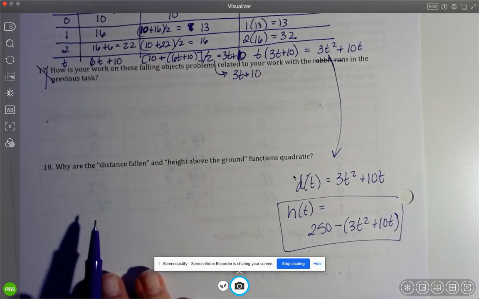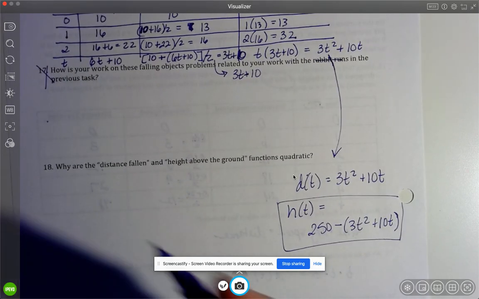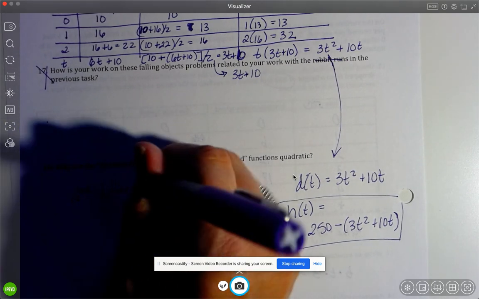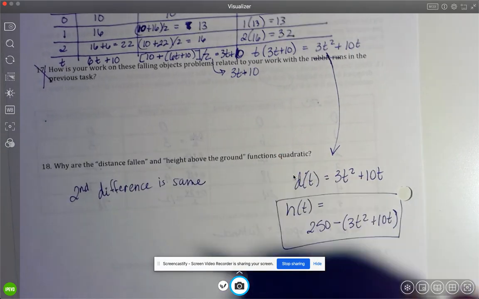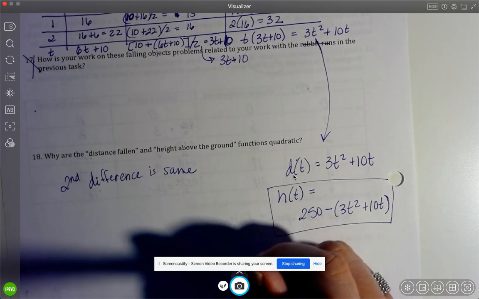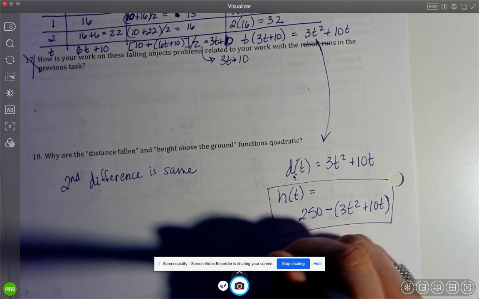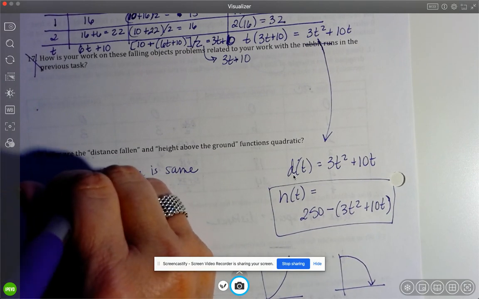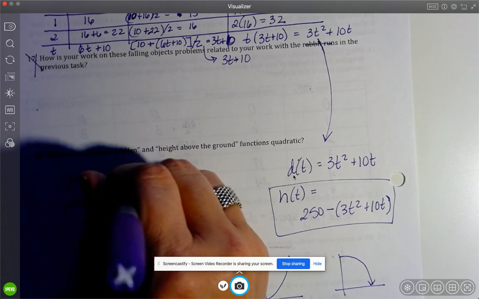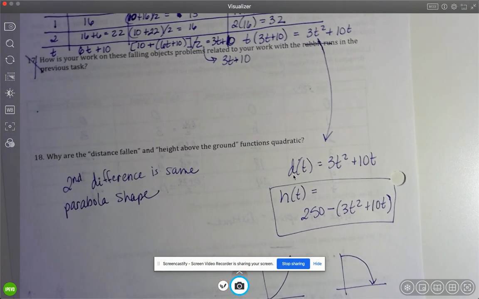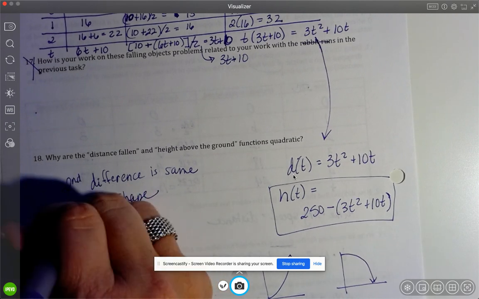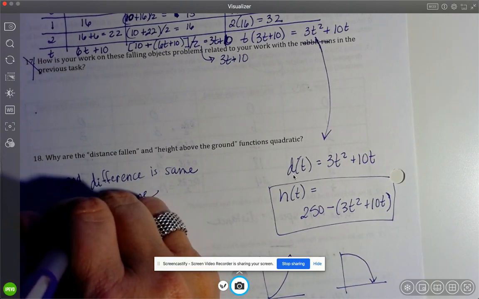The distance fallen, you have the second difference is the same. It actually has the shape of a parabola, remember, for the one that we just did on the last page. And you have a constant, oh, well, we can just leave it there.